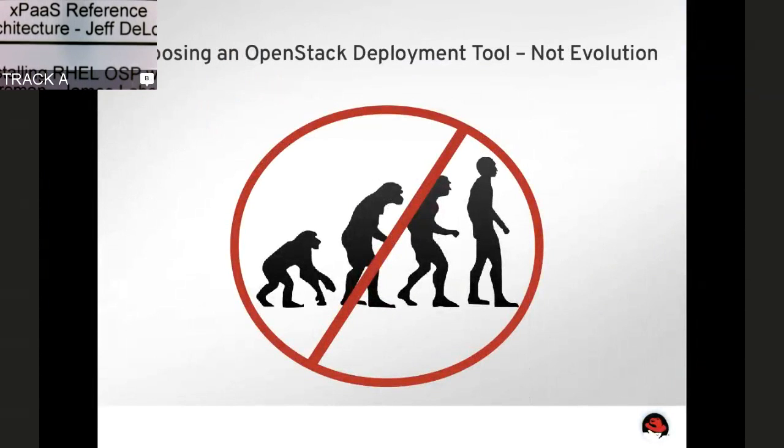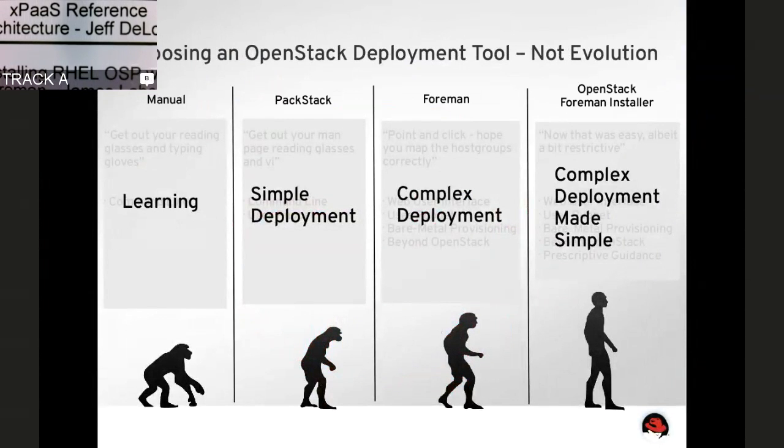All right. So the truth behind all of this is that choosing an OpenStack deployment tool is really not an evolution, right? It's not that your end goal is to always use the OpenStack Foreman installation tool necessarily. It really comes down to what you're doing. If you want to learn how to deploy OpenStack, then the manual installation is the best way to do that. If you're looking to automate simple deployments, PackStack is really the answer. If you're looking to have a complex deployment, that's where you can begin using Foreman, or if you're having complex deployments that involve things outside of OpenStack. And then finally, if you're looking to make that simple and have a wizard-driven interface, that's where the OpenStack Foreman installation tool comes in.